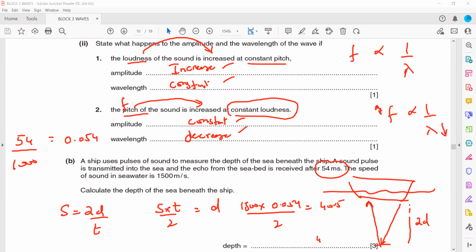Yes, you can use the terms longer or shorter amplitude. You can use those terms as well. It's the same thing, the same concept. So 40.5 meters is the distance between the ship and the seabed.